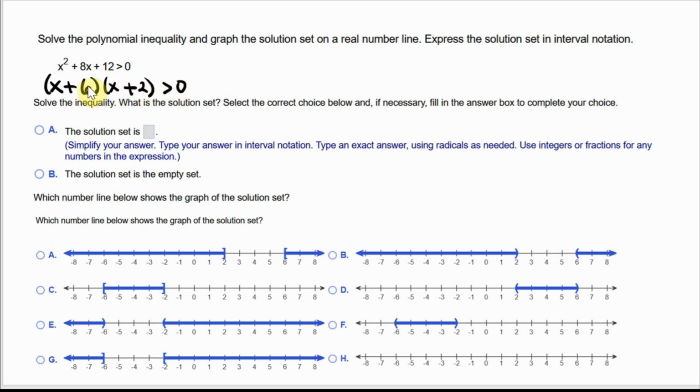Check that and make sure: 6 times 2 is 12, and 6 plus 2 is 8. So we look at these critical numbers, call them boundaries. We get x = -6 and x = -2. So we take the number line and we partition the number line based on those values.